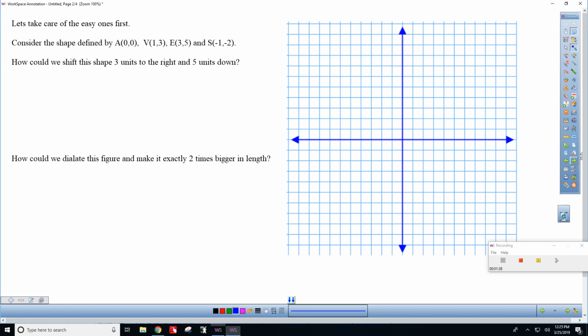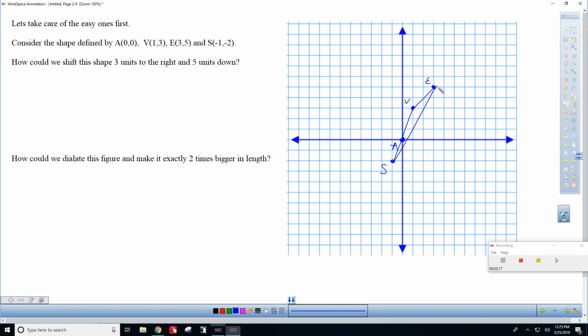So let's graph our quadrilateral. A is at 0, 0. V is at 1, 3. E is at 3, 5. And S is at -1, -2. Ugh, I made these up, and now I hate this shape. But none of these are collinear, so it is indeed a shape. It looks like that. Okay, we can do this.